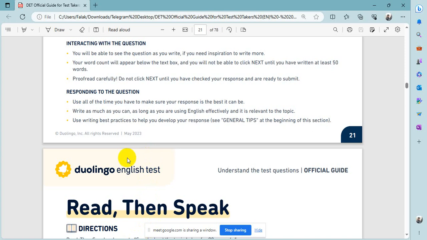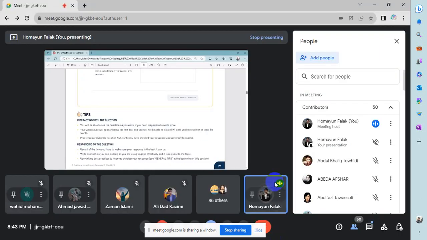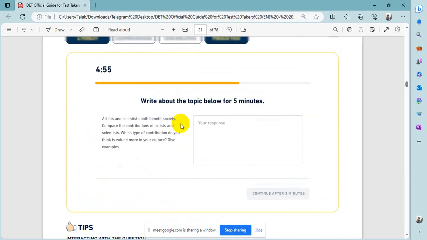And the last tip says, use writing-based practices to help you develop your response. And the general tips at the beginning of this section that we have covered, they really, really help. So guys, these were just 2-3 very basic and simple tips that the official guidebook provides for you. So let's move on to some other tips that I want to tell you.